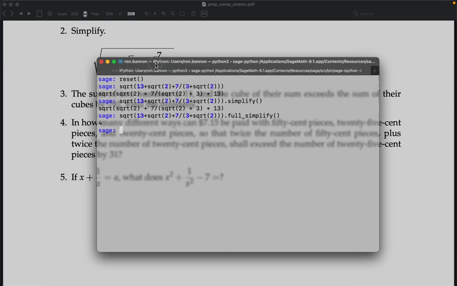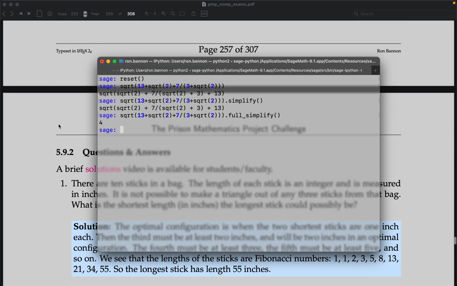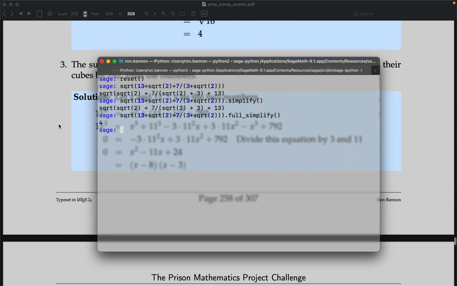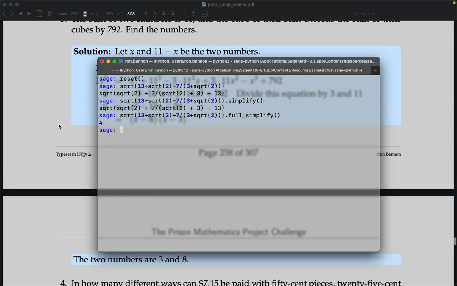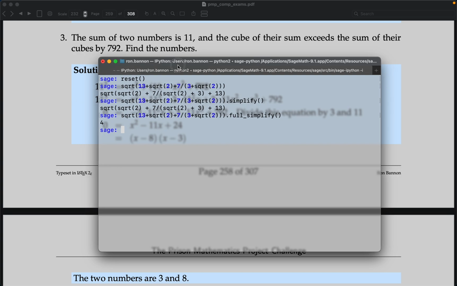Okay, number 3, I want to go to the answer key. And again, I want to point out, you don't type that question into Sage. What you're typing in is the work. So remember, we read through that problem. The sum of two numbers is 11. I said the two numbers were, I'm sorry, x and 11 minus x. And then I had to read it, and the cube of their sum exceeds the sum of their cubes by 792. That's where a lot of students struggle in understanding what's been said there.